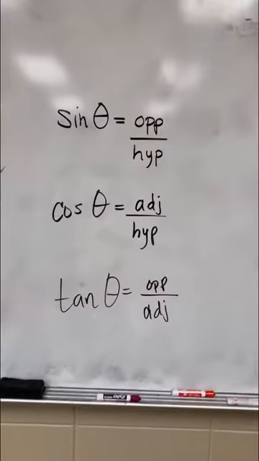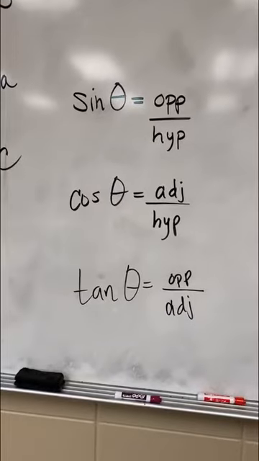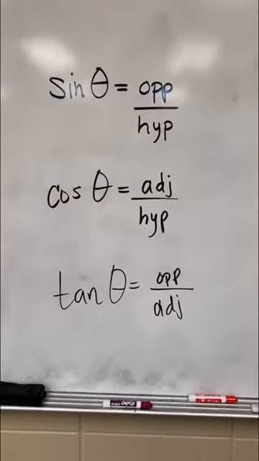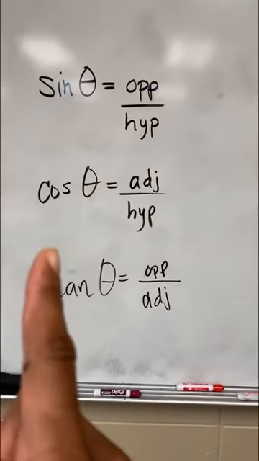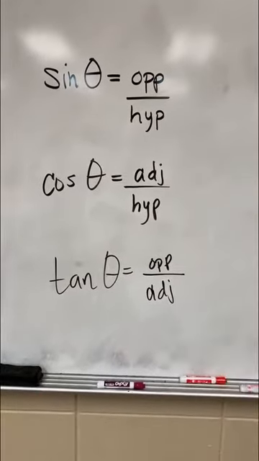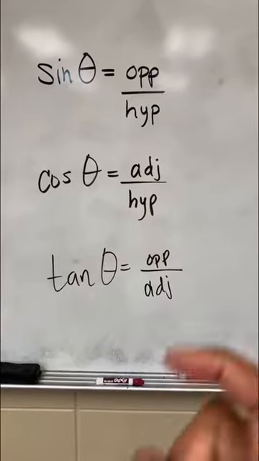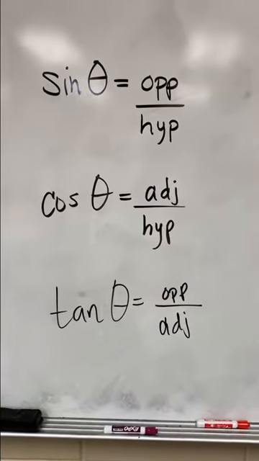All right, so here's your first three, your main three are sine, cosine, and tangent. Sine is your opposite side over the hypotenuse. Cosine is your adjacent side over your hypotenuse, and your tangent is your opposite over your adjacent.